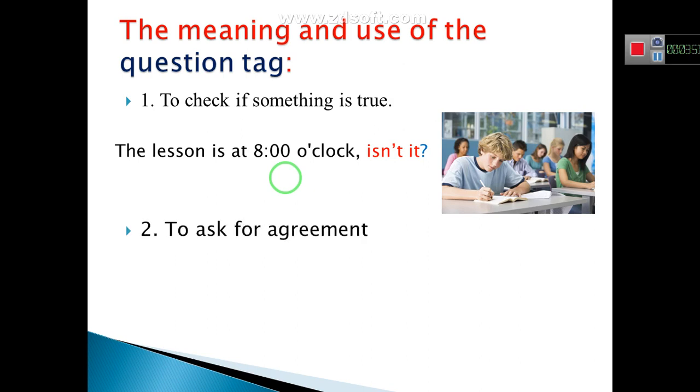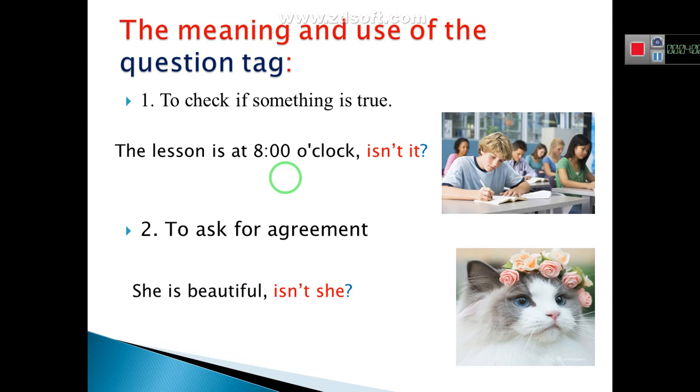Also, we can use the question tag simply for asking for agreement. For example, look at this cat. She's so beautiful. She's beautiful, isn't she? Isn't she? Tell me. She's beautiful, isn't she? Am I going to wait for the answer? Every time I'm thinking that she agrees with me. Do you agree with me, Sura? I'm sure she's beautiful, isn't she? Okay, guys. Let's go to the next slide.